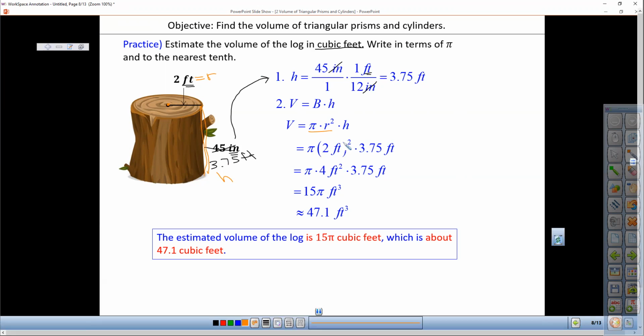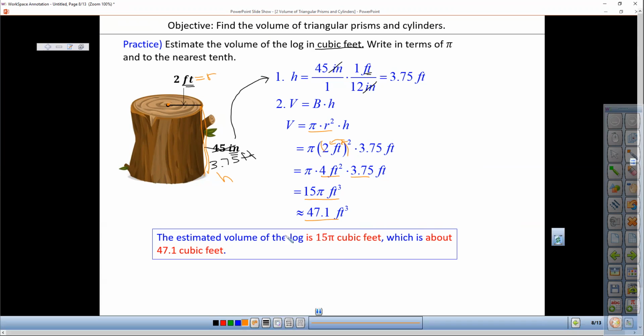So we've got the 2 feet quantity squared. The 2 will be squared, the feet will be squared, giving us 4 feet squared. And then multiplying the 4 and the 3.75 together gives us 15. So pi is our 15 pi cubic feet. And then multiplying the 15 times the pi key and rounding, about 47.1 cubic feet.